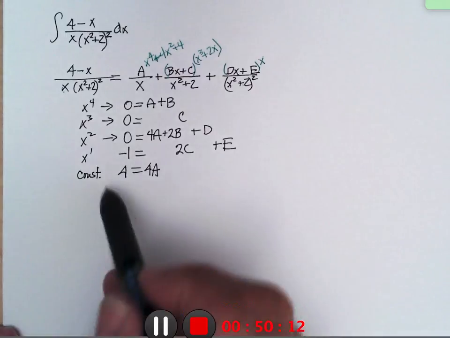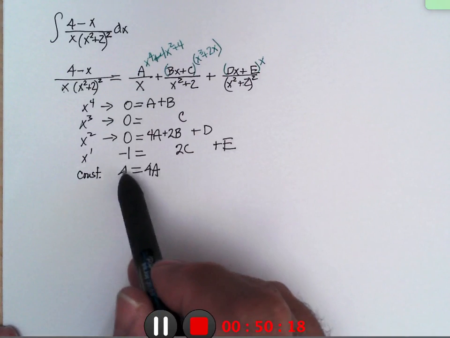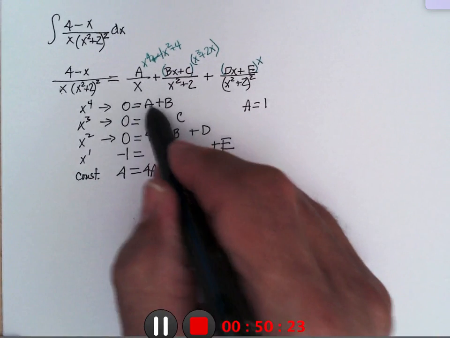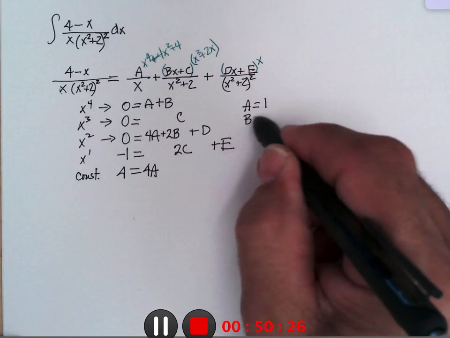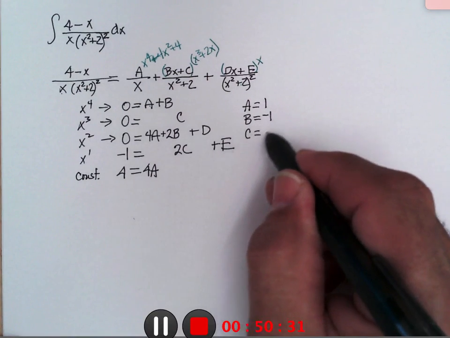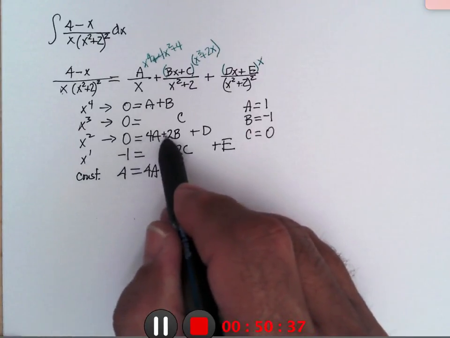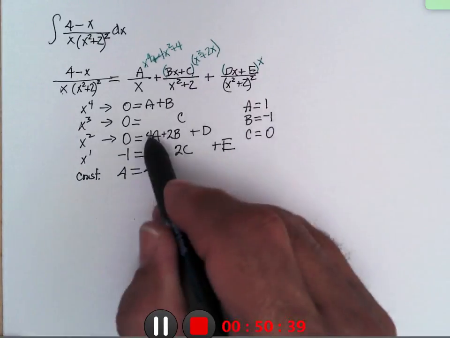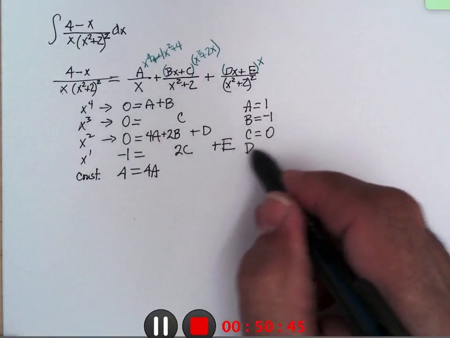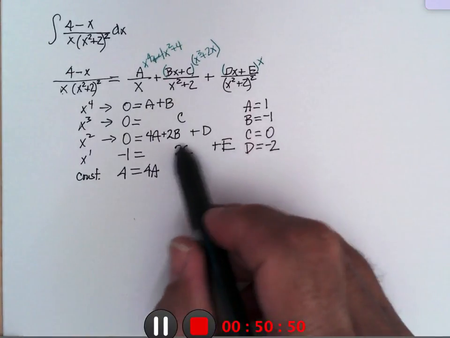Now this one happens to be bare enough that it's pretty easy to see what's going on here. If 4 a's have to equal 4, a must equal 1. And if a plus b equals 0, b must equal negative 1. And we know that c is already 0. And d is 4 times 1 plus 2 times negative 1. So 4 minus 2 is 2, plus d is 0. So d must be negative 2. And e, since c is 0, e must be negative 1.